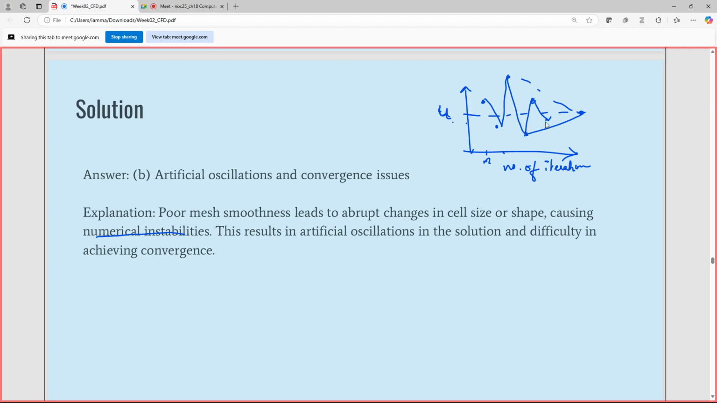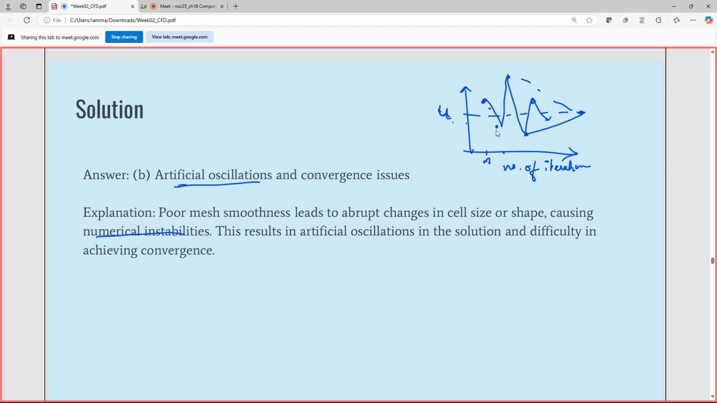It can just keep on oscillating. It won't ever converge. It can create serious convergence issues because these values will keep on oscillating rather than converging to a value. So that's what's called artificial oscillation. That's why I have drawn a diagram here. The value should actually be somewhere here in the second.